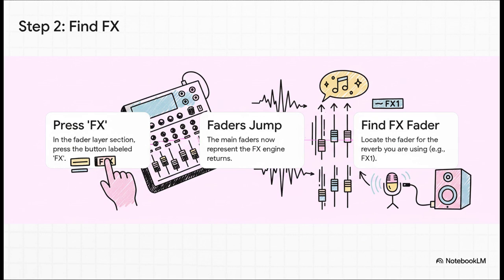So now we're controlling the monitor sends, but all we see are the input channels, right? The vocal, the guitar, the drums. We need to find the reverb. Look over to your fader layer section, and you should see a button labeled FX. Press that. Your faders are going to jump to a new position. What you're looking at now are the master returns from your effects engines.